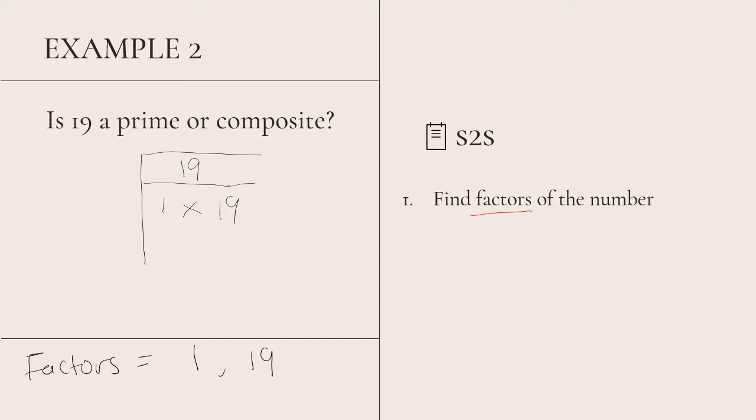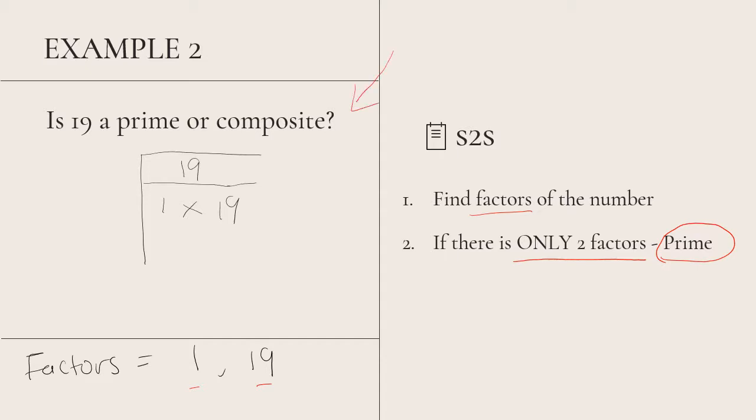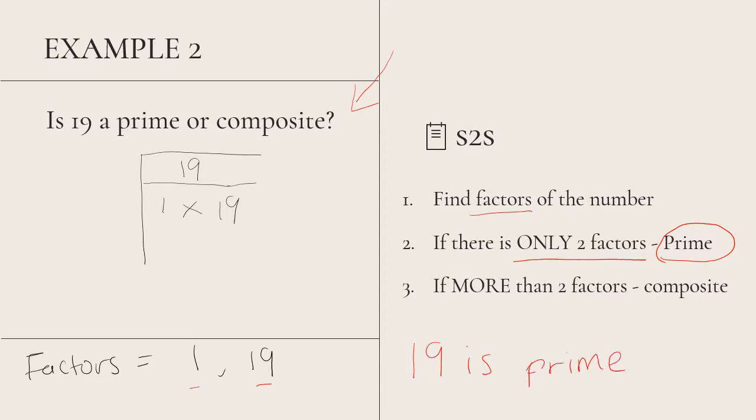So what's going on here? Let's see our S2S number 2. If there are only 2 factors, then it is a prime. Now, let's see how many factors we have for 19. We have 1, 2. So there are only 2 factors of 19. So what does this mean? We're going to answer this question right here: is 19 a prime or composite? Now there are 2 factors of 19, 1 and 19. So yes, 19 is prime. There we go.